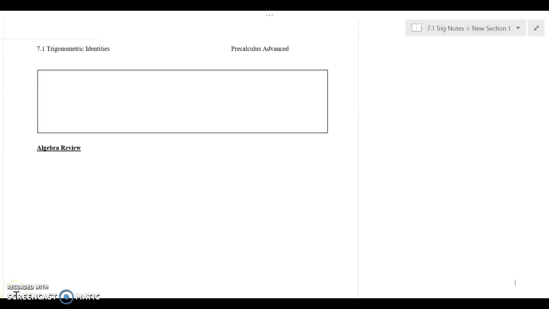Alright, so welcome to 7.1 Trigonometric Identities. Today we're going to have basically three main questions to answer about identities. What are the reciprocal identities?